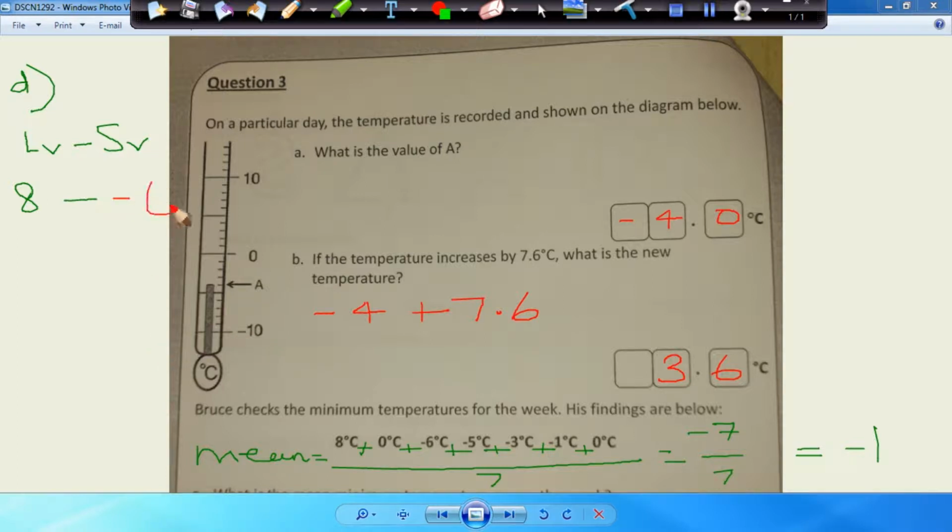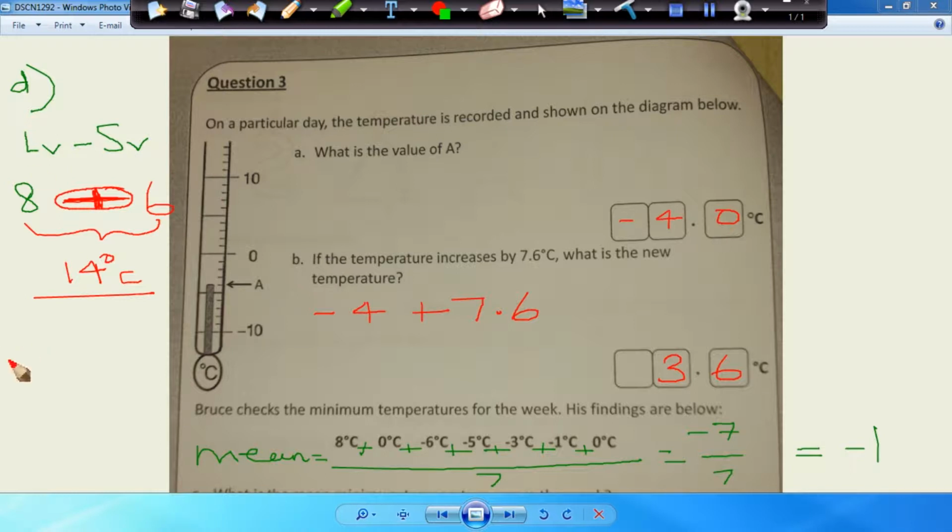So we've got 8 minus minus 6. Now, what happens when you have two minuses next to each other? It becomes a plus. That's the rule for when you do two minuses. So 8 add 6 gives us an answer of 14 degrees centigrade, which is the range. Okay, that's question 3, part D done. Question E: what is the difference between the median and the modal temperatures for the week?